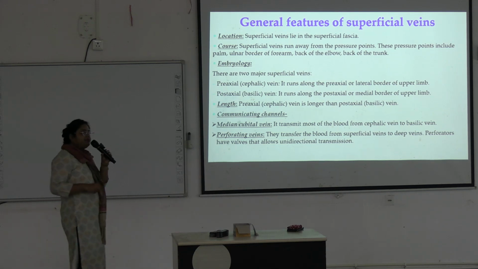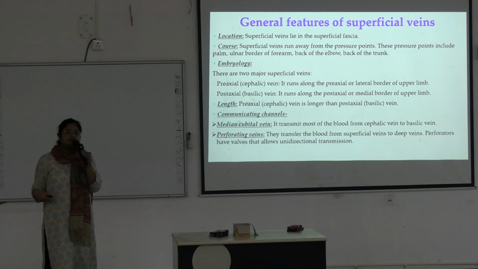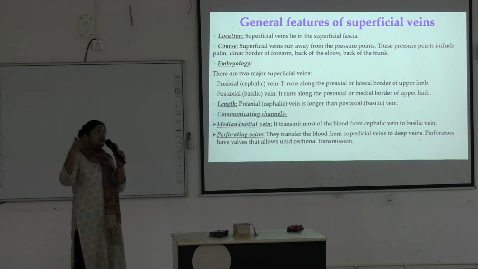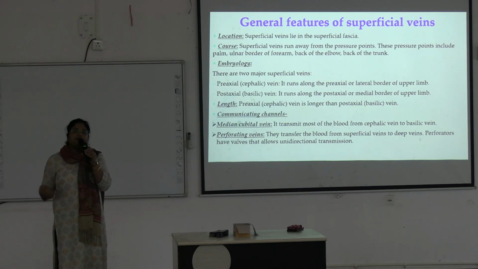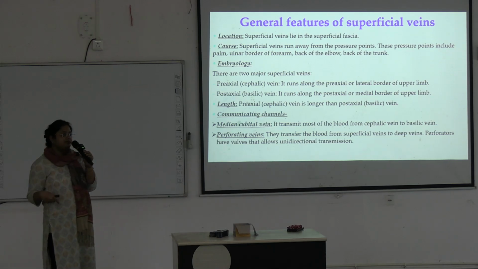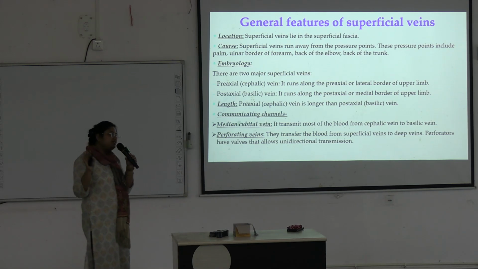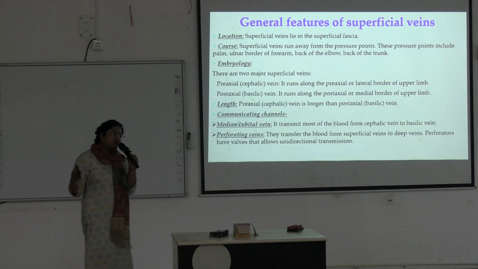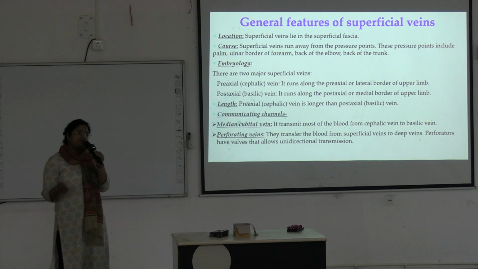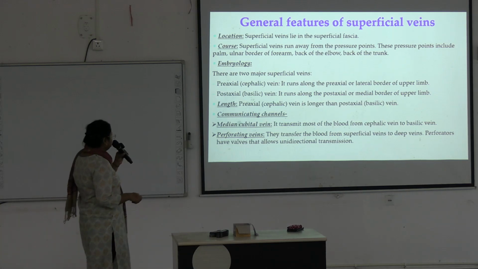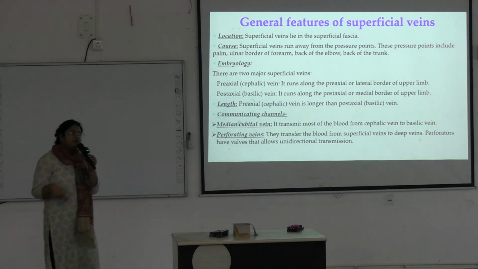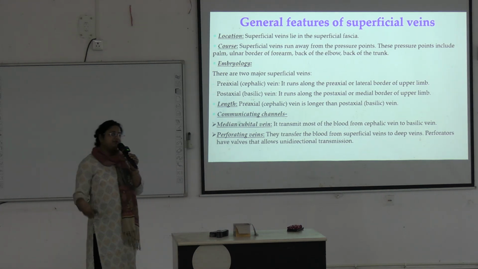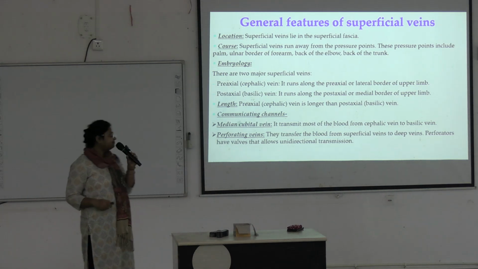These perforator veins which are connecting the superficial with the deep vein, they have valves. Valve means there will be only one way flow of blood from superficial to deep. From deep to superficial there will be no flow of blood, okay? Otherwise there will be accumulation of blood in the superficial veins. When these valves become incompetent in the lower limbs, then there will be varicose veins in the lower limb.